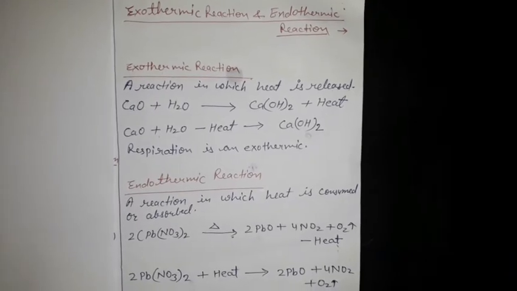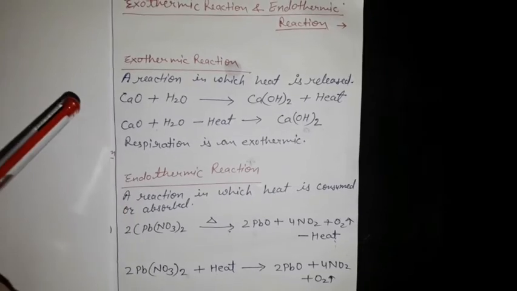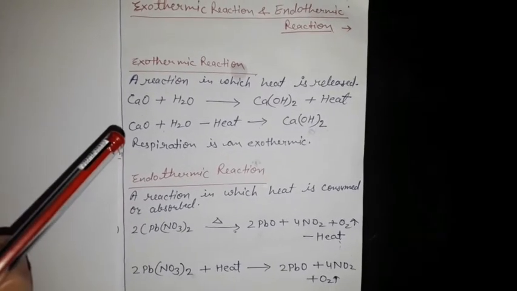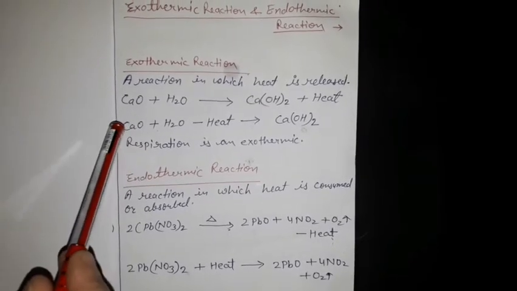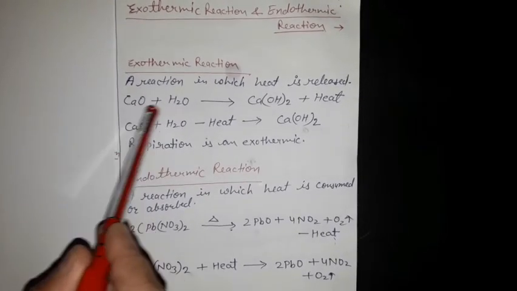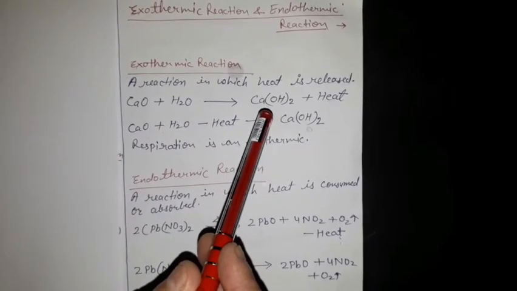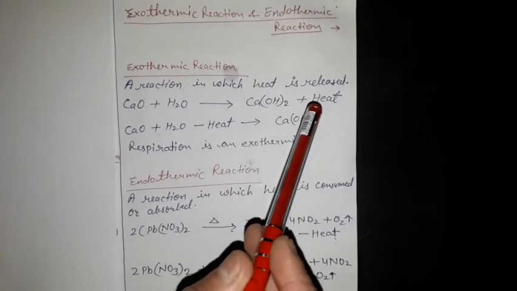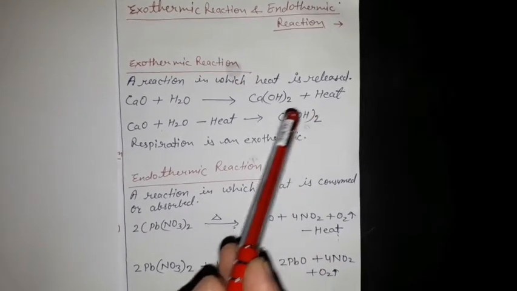Exothermic and endothermic reactions. What is the difference between these two reactions? Exothermic means releasing heat or evolving heat in the reaction. Like CaO and H2O, when reacting, they form Ca(OH)2, and in this process they liberate heat, which we have already seen in the experiment.